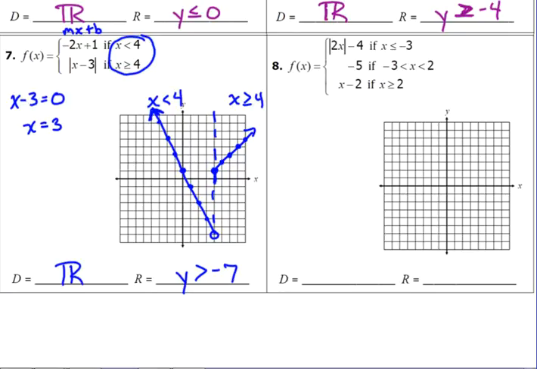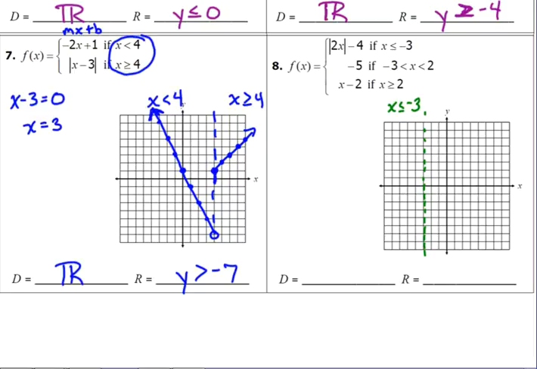Okay, let's do one really quickly that has 3 pieces. Fun, right? So, let's look at where we change at negative 3. I'm going to put my vertical dotted line there at negative 3. This is x is less than or equal to negative 3.